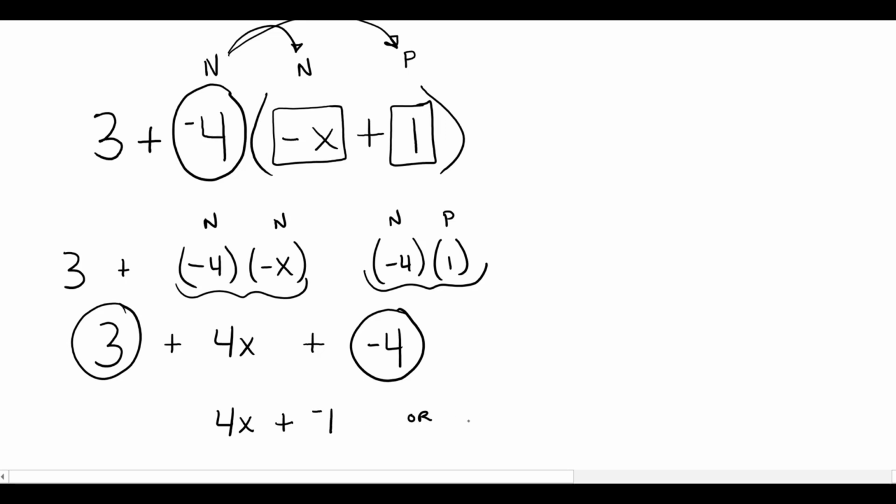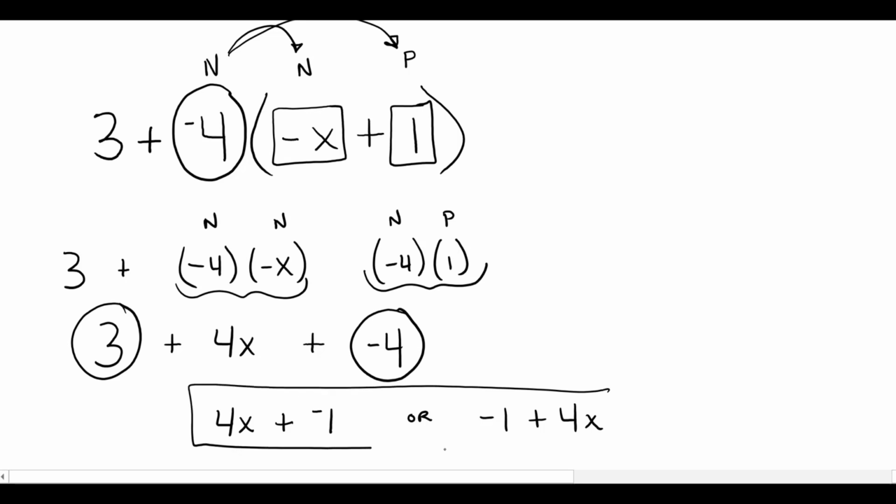Or if we wanted to use the commutative property, a different way that we can write this, Mr. Parks' favorite word is or, we could write it as -1 plus 4x. Either way, that's right, they are both the same. They are both simplified answers.